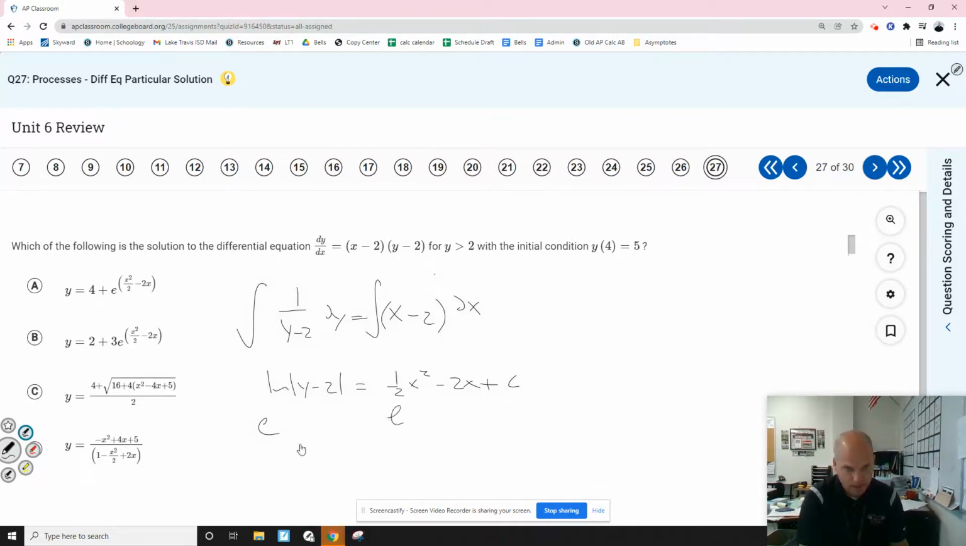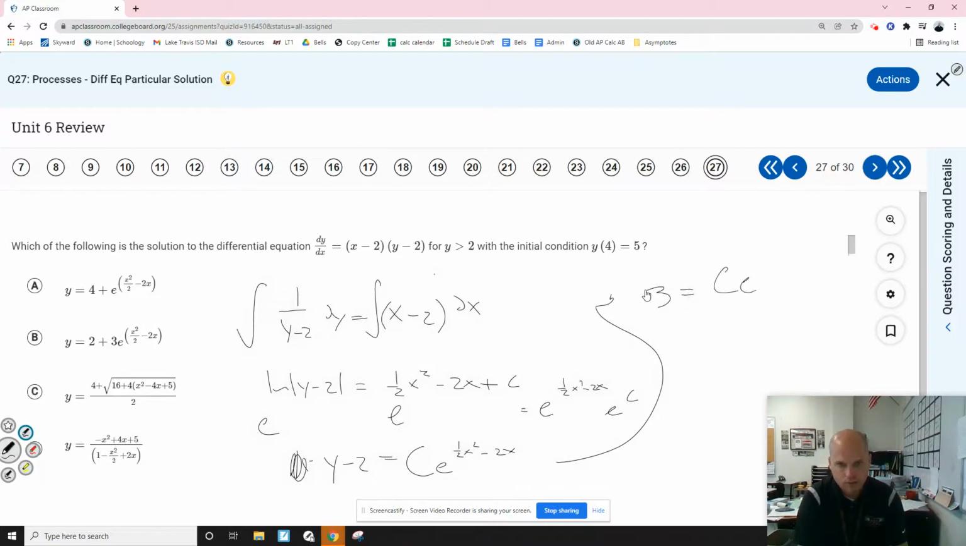I'm taking e to the power of both sides, giving me, ignore the absolute value, ignore the plus or minus, you're going to work it out. Rewrite this as e to the 1 half x squared minus 2x times e to the c. Rewrite this as c e to the 1 half x squared minus 2x. Y of 4 is 5. 5 minus 2 is 3. C e to the, oh boy. Plug in 4. 16. 16 divided by 2 is 8. Oh, that's sweet. Minus 8 is 0. C is 3. Look at that.